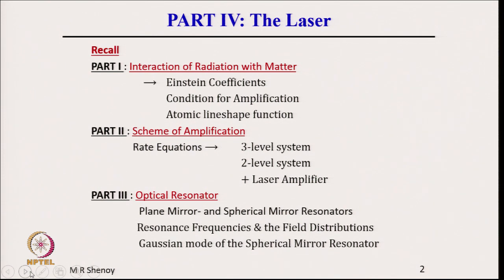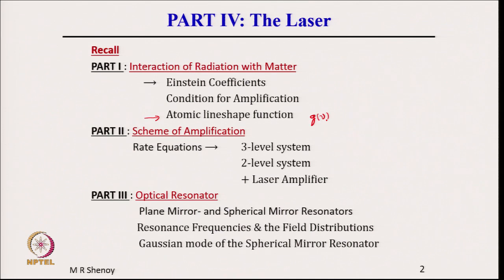In part 1 we discussed the interaction of radiation with matter. We saw the Einstein coefficients and obtained the condition for amplification. We have shown that population inversion is the necessary condition for amplification. Then we went on to discuss the atomic line shape functions, that is G nu.